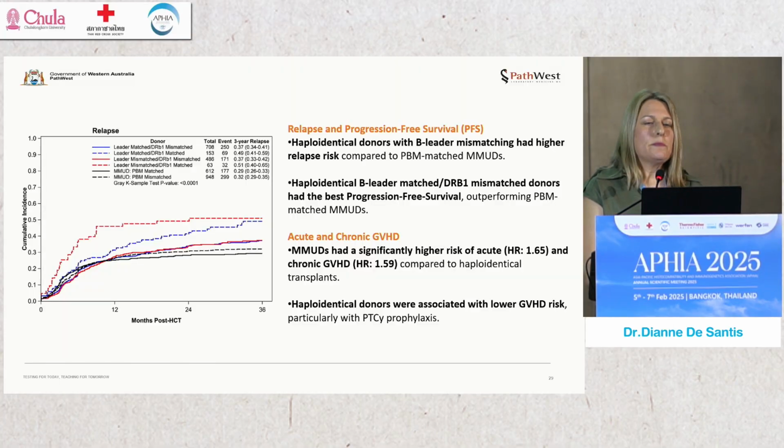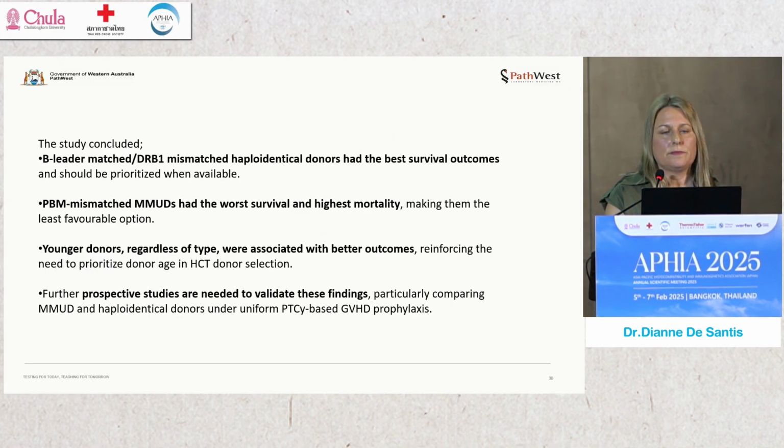In terms of relapse and progression-free survival, haploidentical donors with a B-leader mismatch had higher relapse rate compared to the B-leader matched group, and haploidentical B-leader matched DRB1 mismatch donors had the best progression-free survival. The mismatched MUD group had significantly higher risk of acute and chronic GVHD compared to the haploidentical transplants. And haploidentical donor transplants were associated with lower GVHD risk, particularly with PT-Cy prophylaxis.